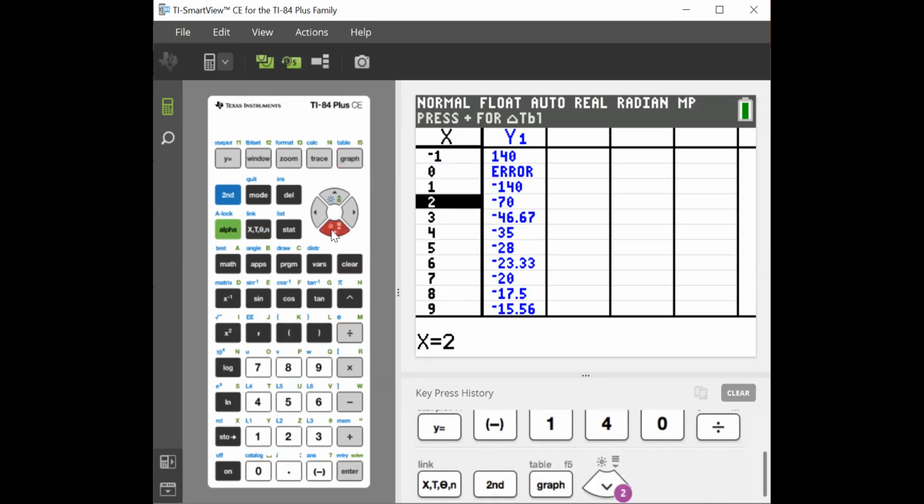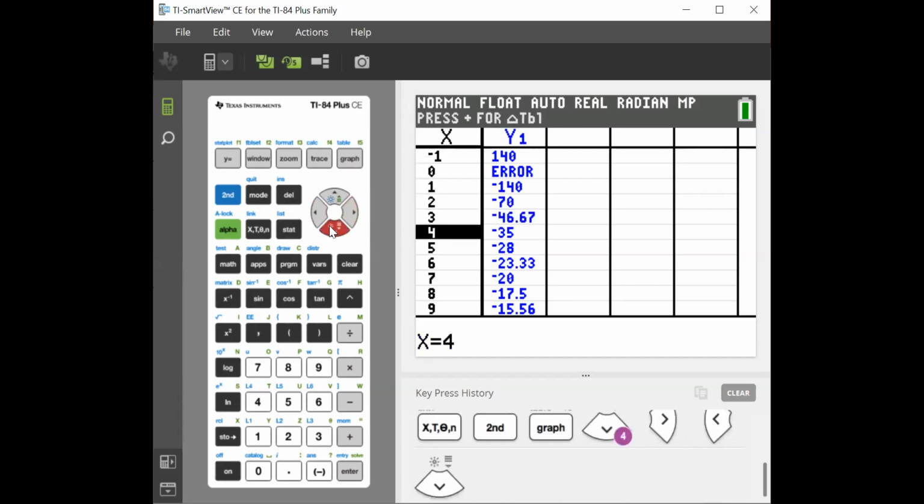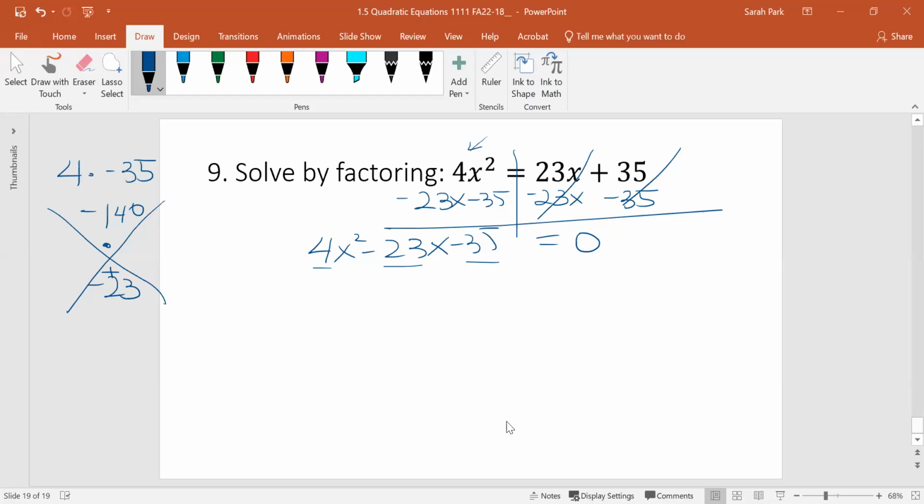So 1 and negative 140, 2 and negative 70, skip over 3 because we don't want decimals, 4 and negative 35, 5 and negative 28. There it is: 5 and negative 28 add up to negative 23. So our factors were 5 and negative 28. We know it's good because 5 and negative 28 multiply to negative 140 and add to negative 23.